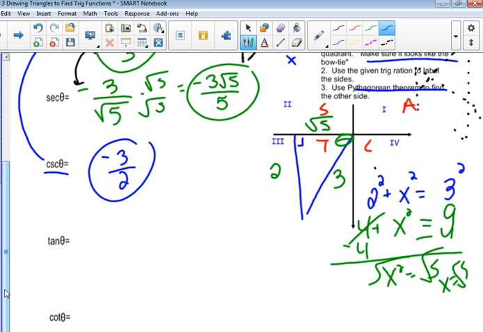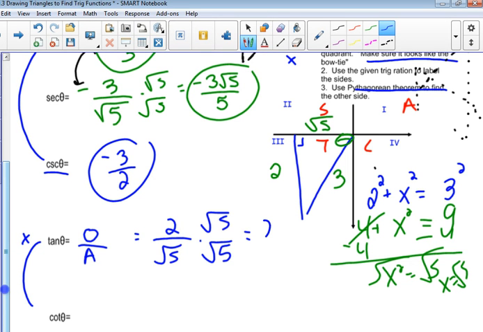Tangent. Okay, so tan. Notice, are we going to be positive or negative? Positive, because we're in the third quadrant. So tangent and cotangent are both going to be positive. For tangent, think opposite over adjacent, like the TOA. So if you do your opposite over adjacent, what's that going to be? 2 over radical 5. Okay, we're going to do our rationalizing, so 2 radical 5 over 5. I feel like you guys are good at rationalizing. We've done this plenty. It comes up a lot.